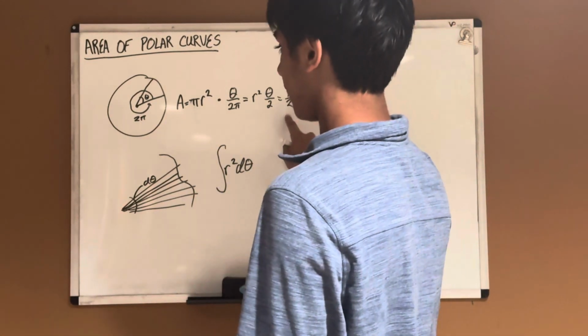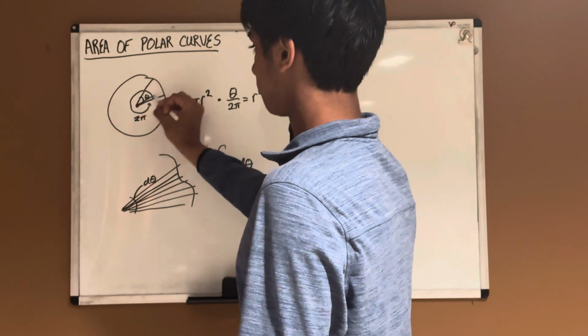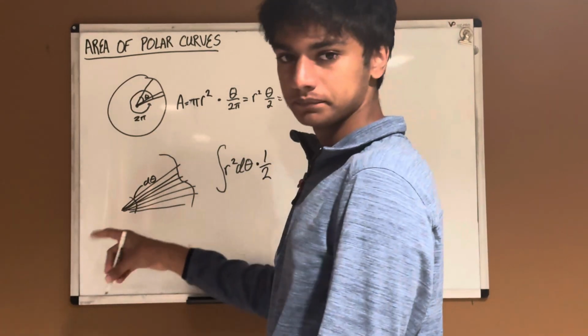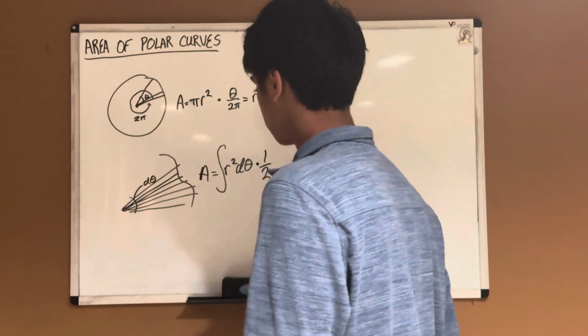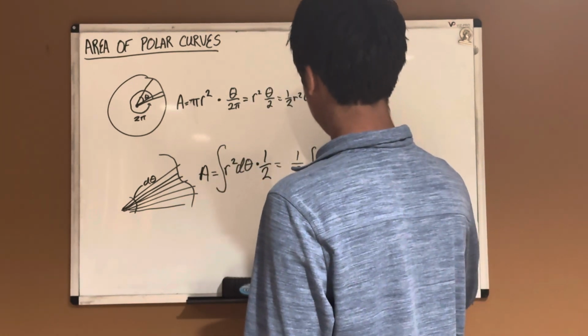Now, if we multiply by 1/2, which is again the area of a sector, we will get the area of a polar curve. So the area is 1/2 the integral of r squared d theta.